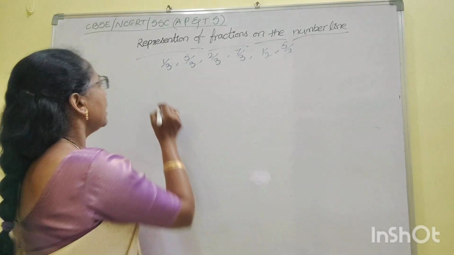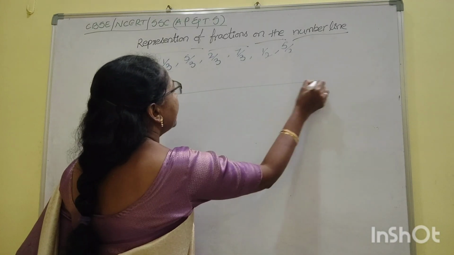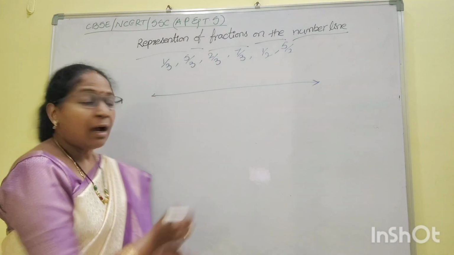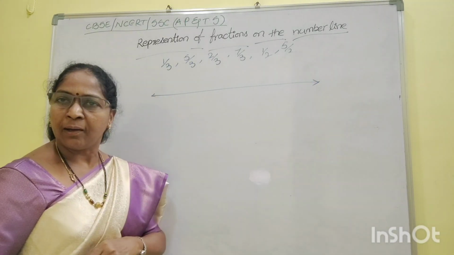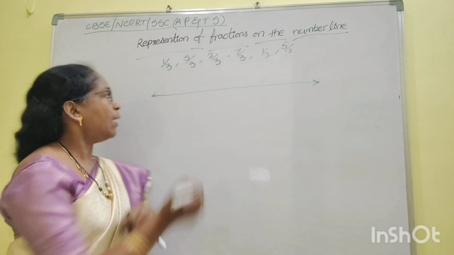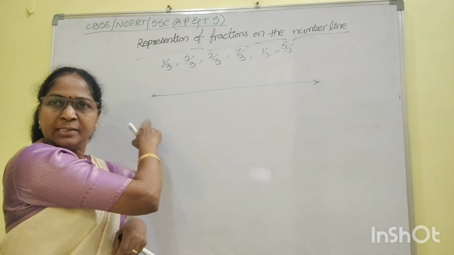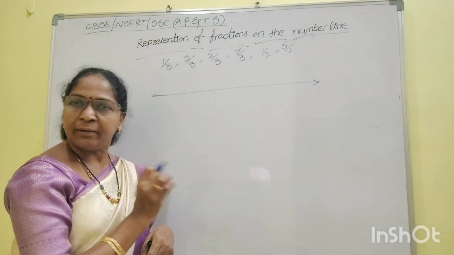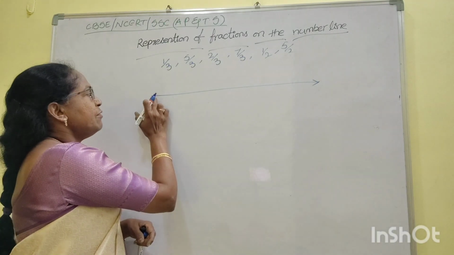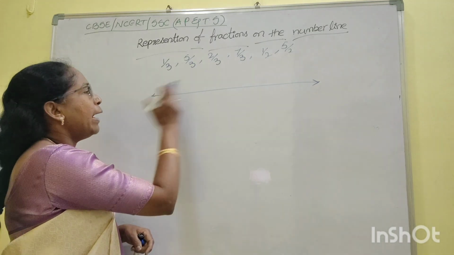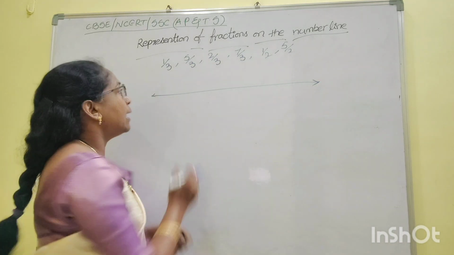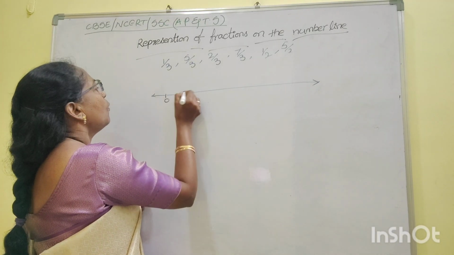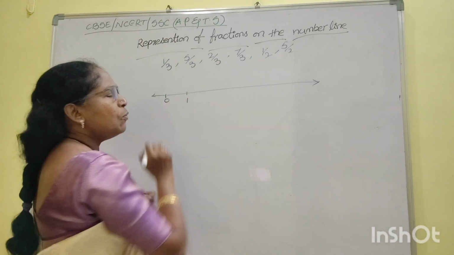What is that number line? Draw the line. On that line you have to represent numbers. On both sides you have to keep an arrow mark. The meaning of the arrow mark is that if you want, you can extend. This is not a particular line with a limit; if you want you can extend it, that means there is no end on both sides. So this is the line. Here on the line you have to represent 0, 1, 2, like this.